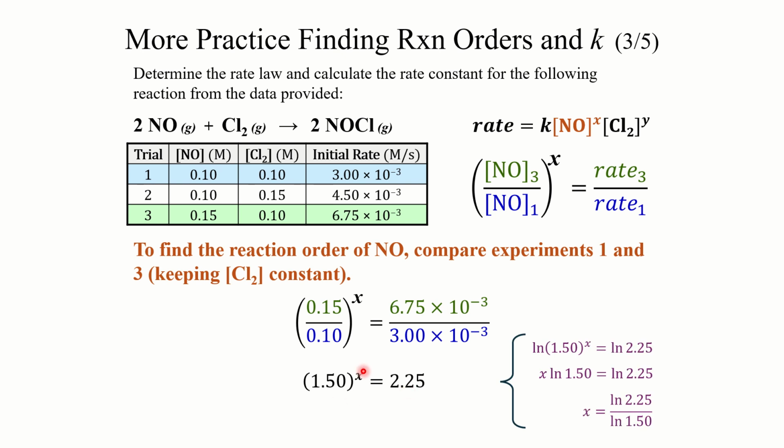To get the X out of the exponent, you're going to want to take the natural log of both sides. So I'm going to take the natural log of 1.50 to the X power equals the natural log of 2.25. Now, using my natural log rules, I can pull the X out of the exponent and bring it out front. So I get X times natural log of 1.50 equals natural log of 2.25. This gives me X equals natural log of 2.25 divided by natural log of 1.50. If you plug that into your calculator, you should find that X equals 2. And so now we know then that NO is second order.